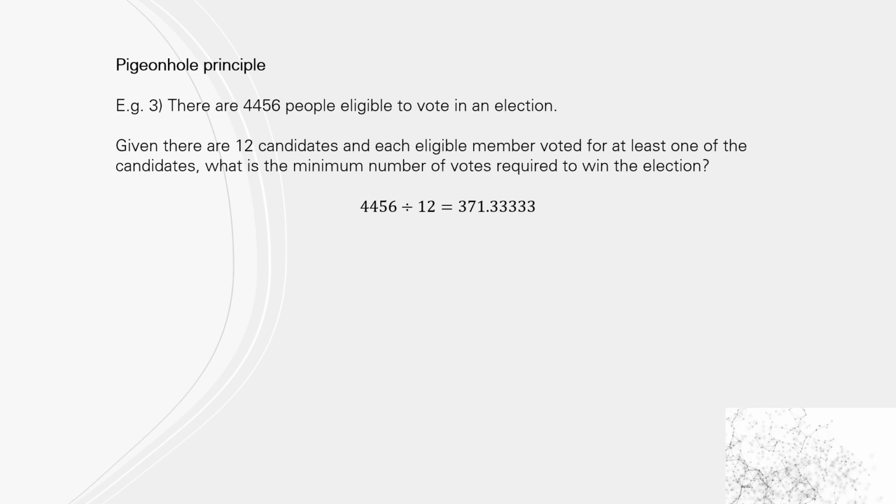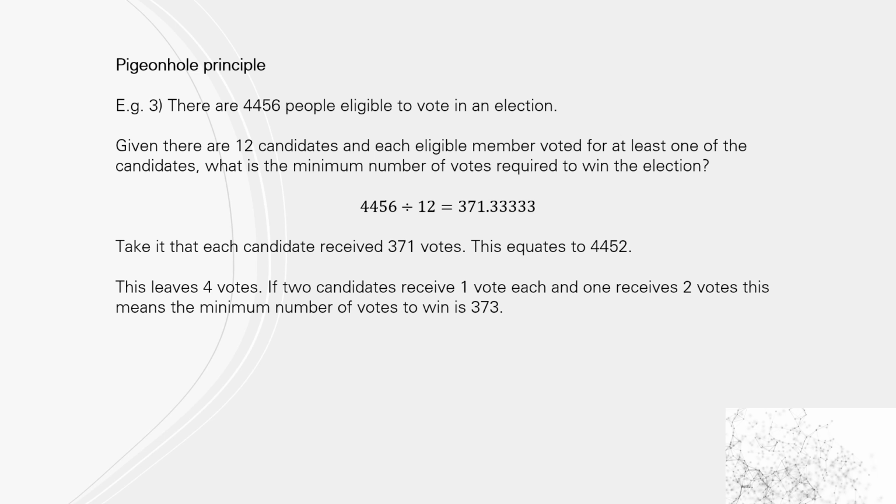So if we divide, let's go straight to 4,456 divided by 12, that gets 371.3 recurring. So that means that every single candidate, if we want there to be the least amount of votes to win, has to get 371 votes each. So then the leftover votes are what can go to someone else. So if everyone gets 371 each, that's 12 lots of 371, which is 4,452. So that means that we then have 4 votes left over.